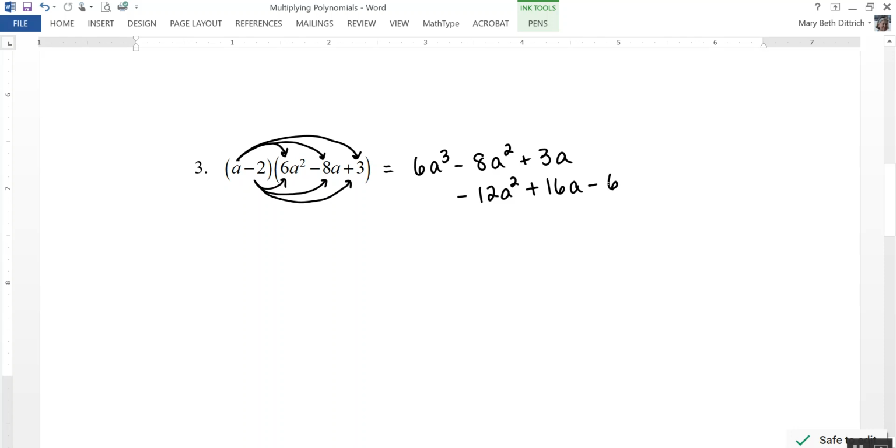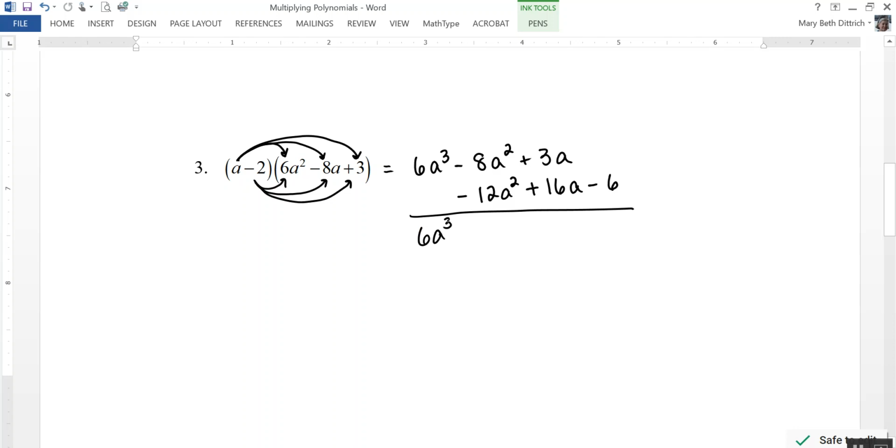So you might have noticed the way that I wrote this instead of writing it all in a line. I know that when I combine like terms, I need to combine the monomials that have the same base raised to the same power. So I decided to kind of do it in a column fashion and put my a squareds in a column and my a's in a column. So this is going to make it a little bit easier now when I go to combine like terms.